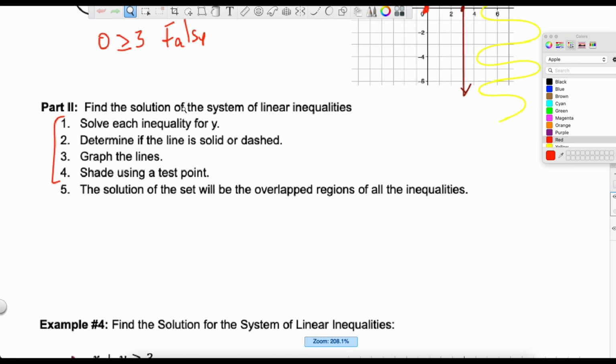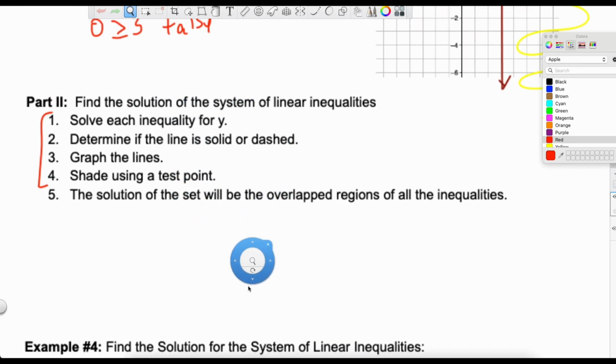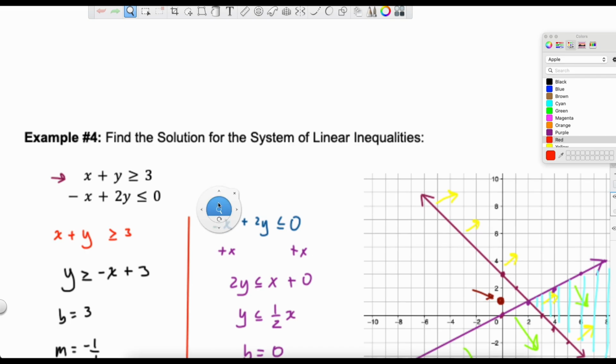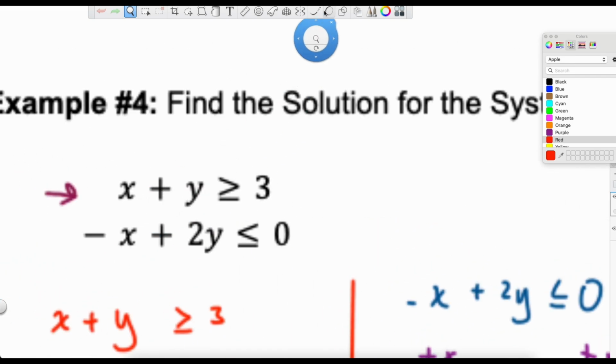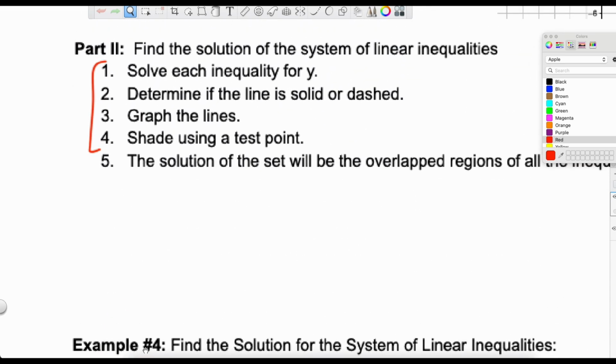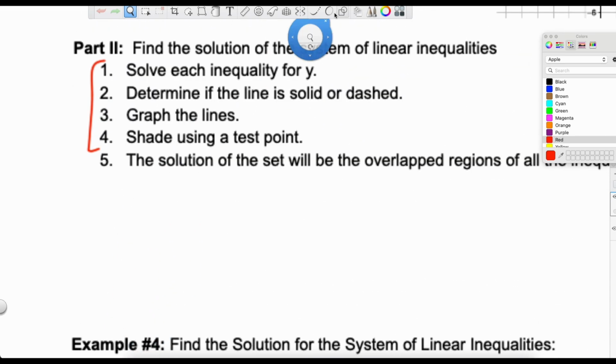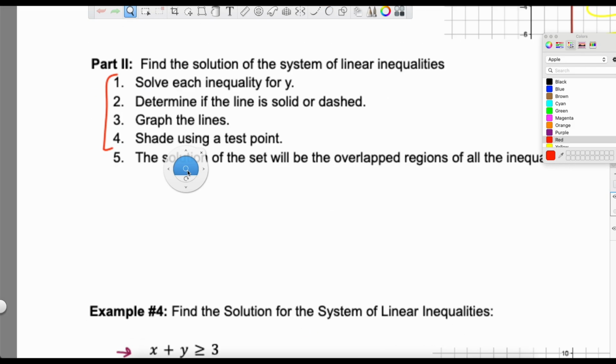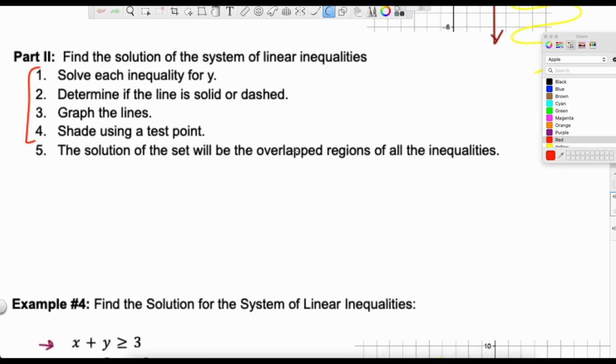Part 2, we're going to find the solution of a system of linear inequalities. A system means that we have 2 linear inequalities, and we want to graph each one, determine solid or dashed, use a test point, and we want to see where these 2 regions overlap.